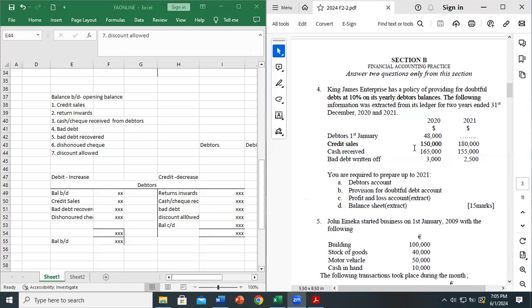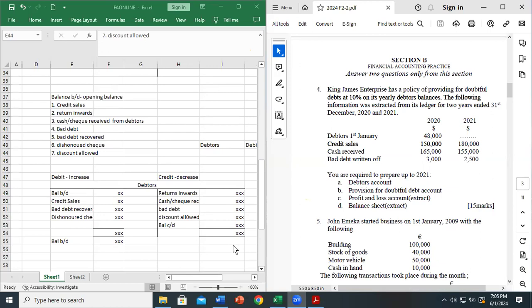Yes, please. Okay, so take me through what items do you see? Credit sales, cash received, bad debt written off. So you've mentioned 3, is that all? No, debtors as at 1st January. Okay, so that is the opening balance, right? Any balance at 1st January, that's the opening. Good.